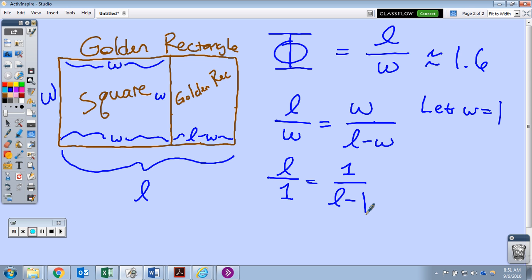Now, I think you said cross multiply. You guys see that? Whenever you have a proportion, a ratio equal to a ratio, a fraction equal to a fraction, just go ahead and cross multiply. So if we did that, we would have L times L minus 1 is equal to 1 times 1.